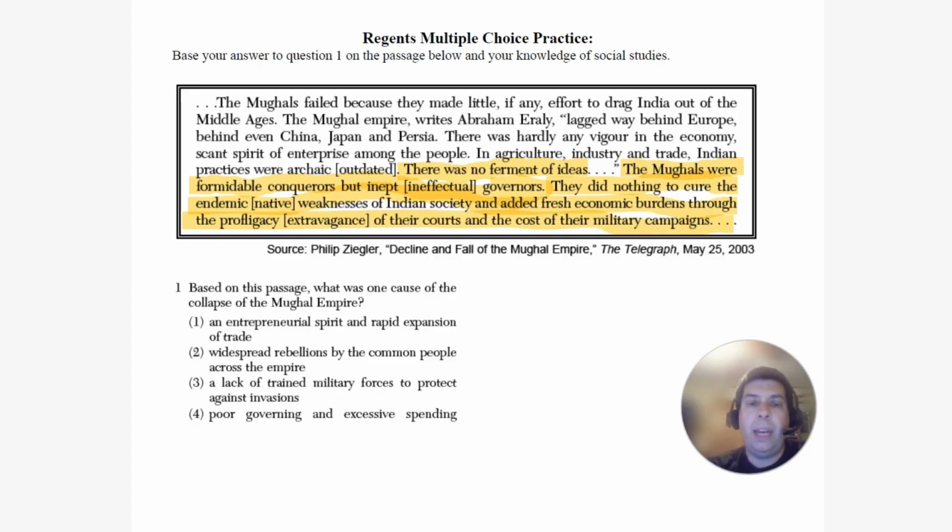And then we look at the extravagance of their court and the cost of their military campaigns. Spending money, it sounds like. Excessive spending. Those sentences were kept in the document for a reason. They either provided context you needed or the information you needed to get the question. All right, so the answer to this one is 4. Poor governing and excessive spending.